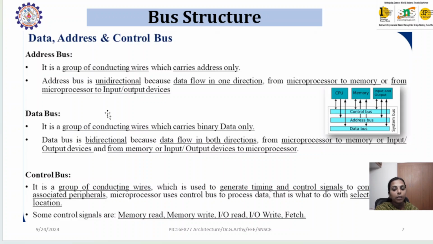The different buses available are the address bus, data bus and control bus. The address bus is used to carry the address. The data bus carries data and is normally bidirectional. Address buses are unidirectional. The control bus is a group of conducting wires which is used to generate control signals or timing signals in order to synchronize the operation.